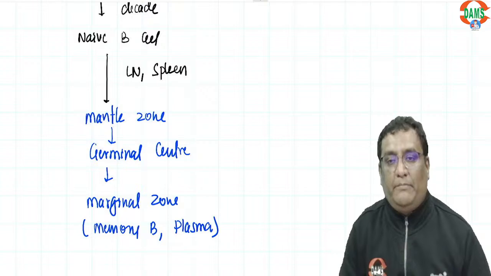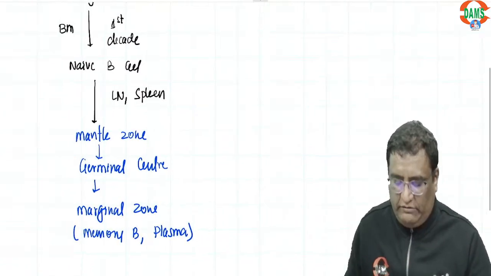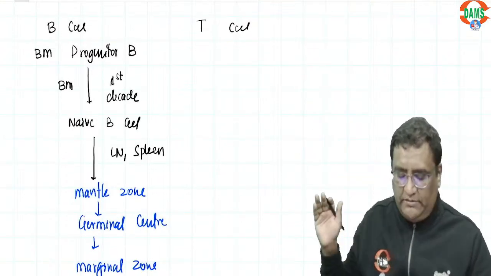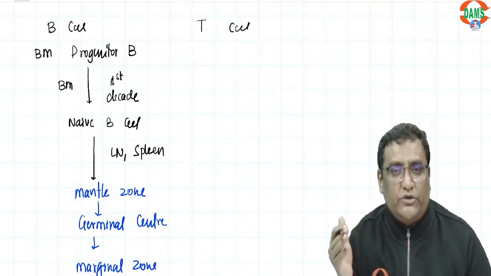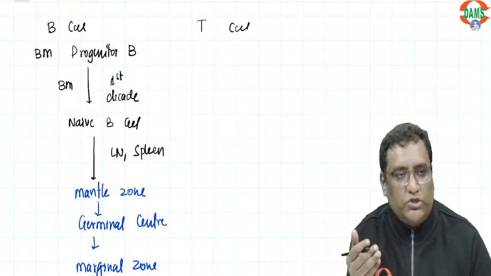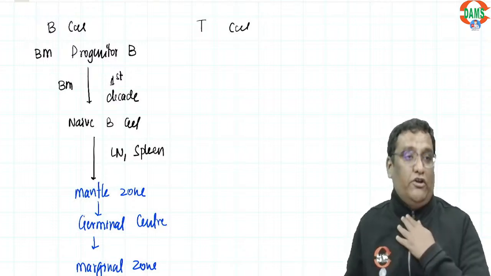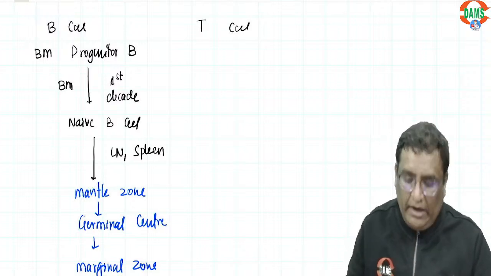So this is the development that is happening. A progenitor B cell in the bone marrow undergoes maturation to naive B, and naive B goes into the spleen and lymph nodes, where it is exposed to the antigen. It undergoes further development into the mantle zone, germinal center and marginal zone.